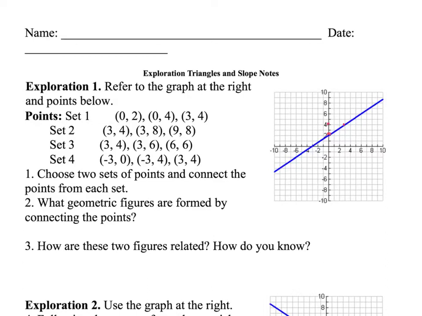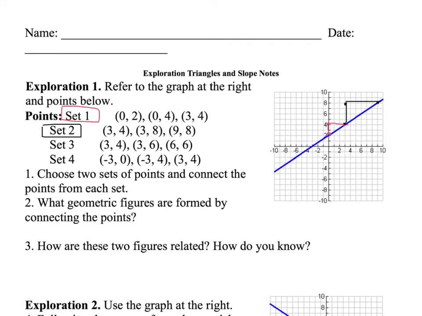And it says choose 2 sets of points and connect the points from each set. So we chose set 1, and that is going to give us a triangle. And now we're going to choose another set. So I chose set 1 in pink, and in black, I'm going to choose set 2. So I chose (3, 4) again right here, and then I chose (3, 8), and then (9, 8). And you can see the black formed another triangle.